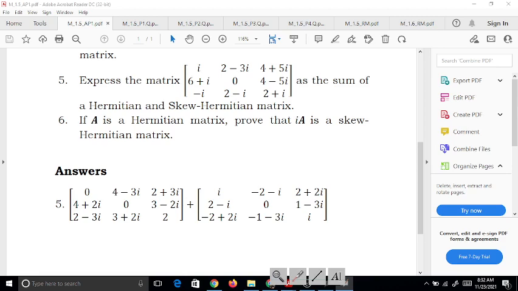Okay. So if A is a Hermitian matrix, prove that i times A is a skew-Hermitian matrix. We did it.